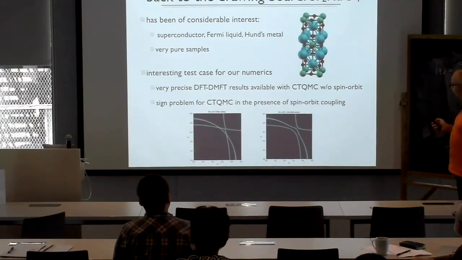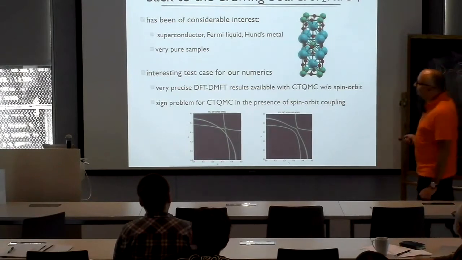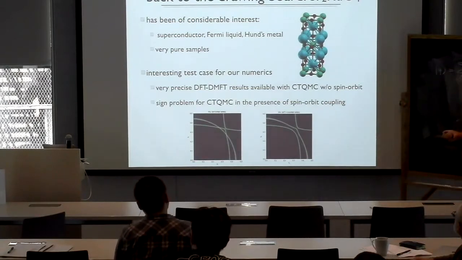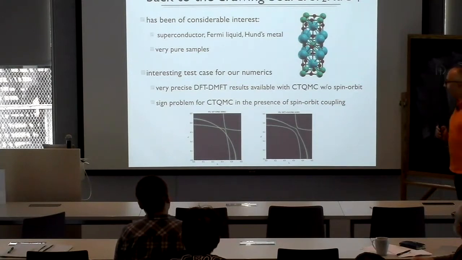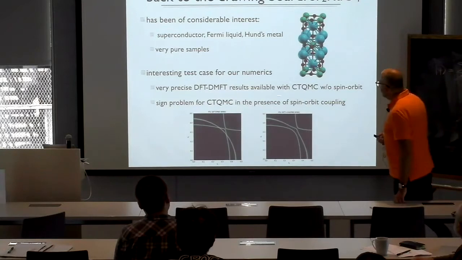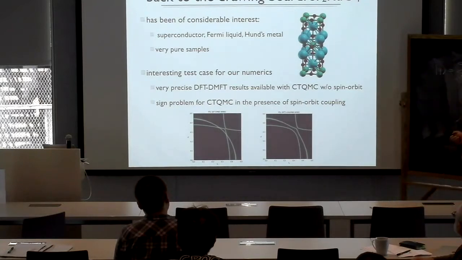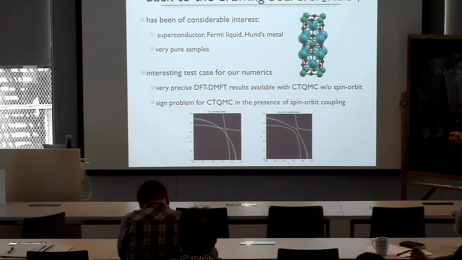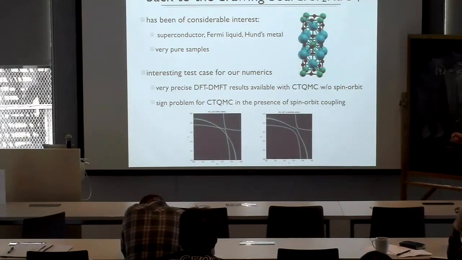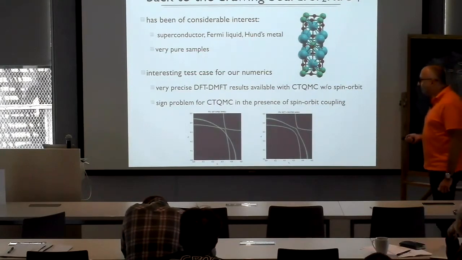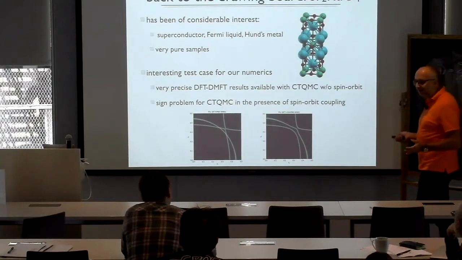Did we look at strontium ruthenate? Well, this has been of considerable interest because it has lots of interesting theoretical aspects: superconductivity, Fermi liquid, Hund's metal. There are experimentally very pure samples. And for numerics, it's a very precise test case if you kick out spin-orbit coupling, which this material has, because there are extremely precise DFT, DMFT results available that were obtained with CTQMC. I think this has always been a model that Antoine has been greatly in love with.